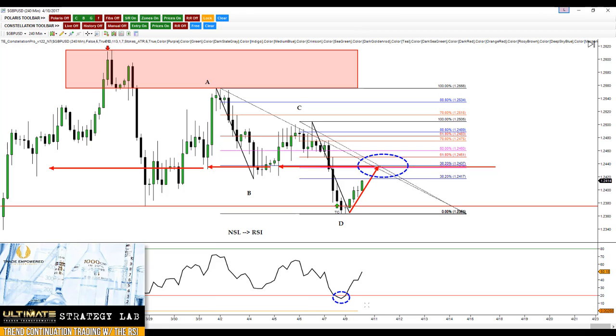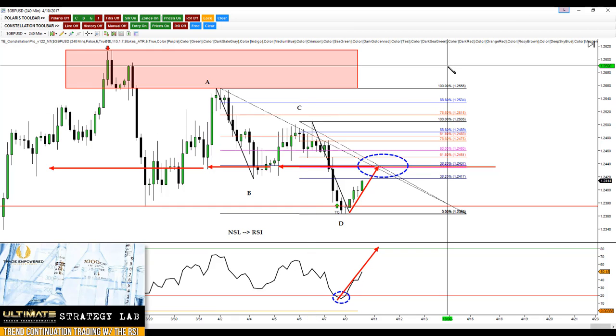Now, if you want to get funky, if we make our way across here, say we do something like this with the RSI. What else do we have at this level? See how good you guys are.